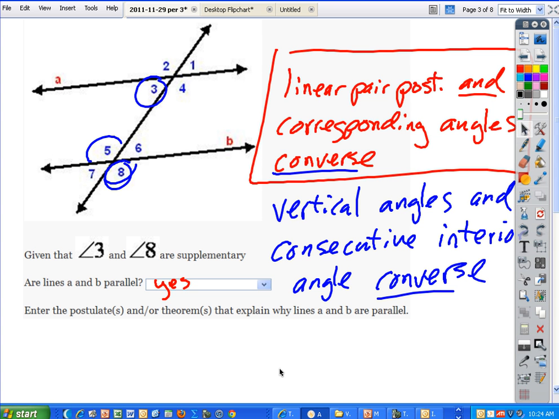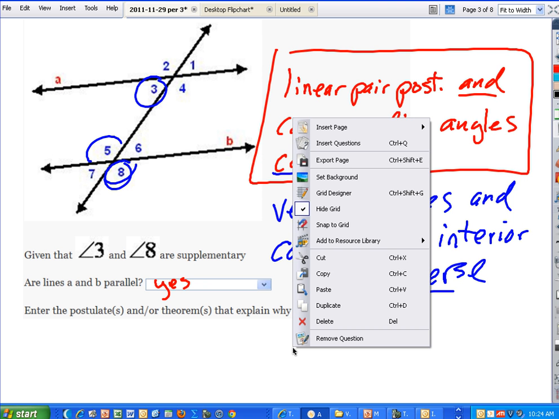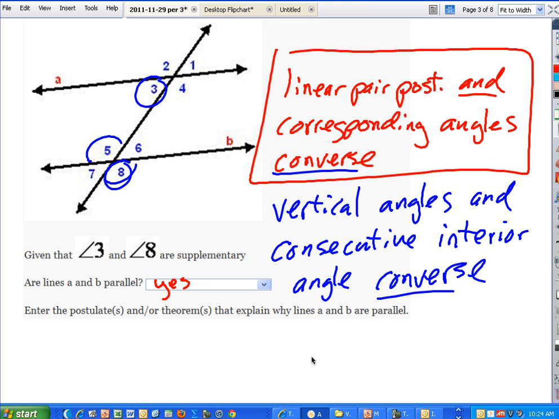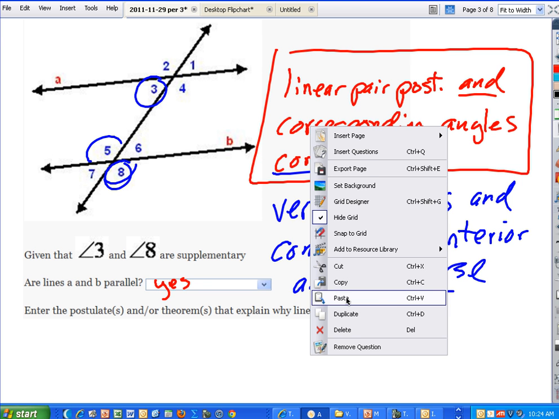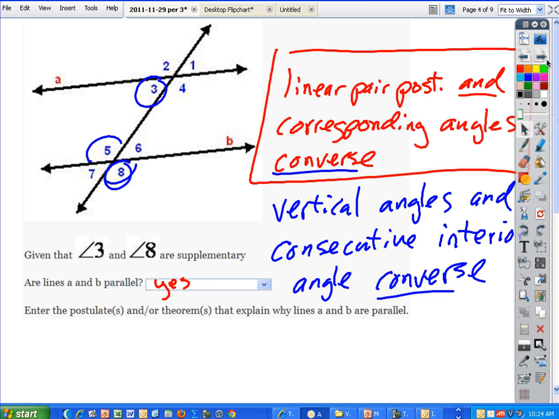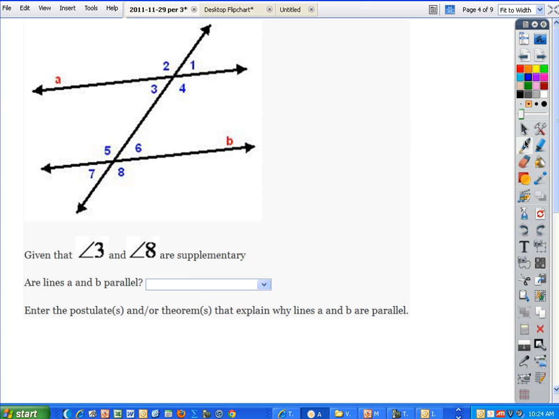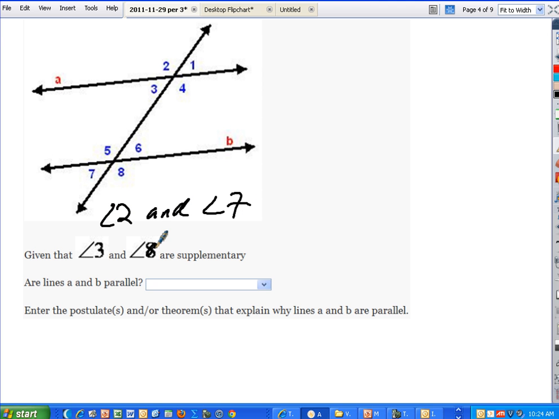So if I clear, there we go. What if this one had been a little bit different? What if it had said 2 and 7? Angle 2 and angle 7 are supplementary. Okay, we could use 2.